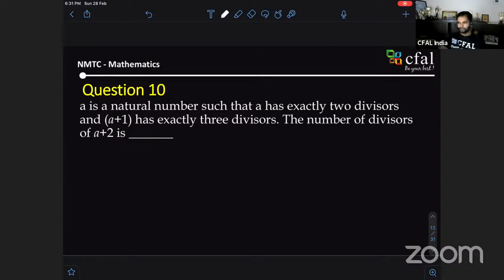Okay, getting variety of answers. Let's see. Let's take 2 more minutes. Think about it. I think we have already seen some of the properties here also, right? Of divisors and what will happen. You have to use that concept.